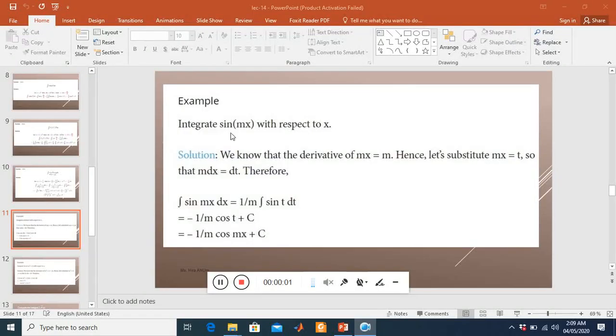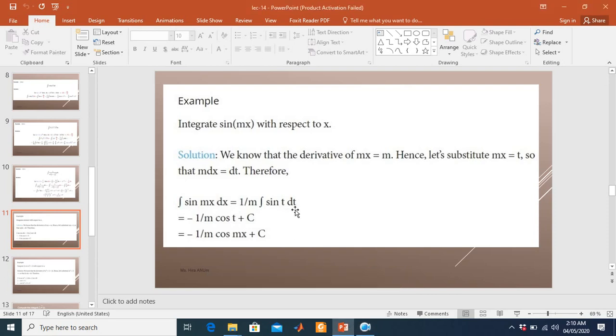Now we have an example: taking integration of sin mx with respect to x. Let mx equal t, where t is any variable. Taking derivative of mx, which equals m, so m dx equals dt. Putting here, it becomes 1 over m integral sin t dt. So our answer is minus 1 over m cos t plus c. Putting the value of t, it becomes minus 1 over m cos mx plus c.